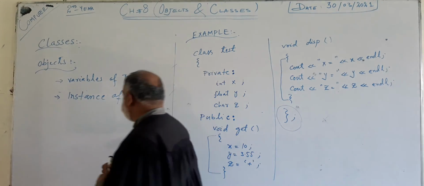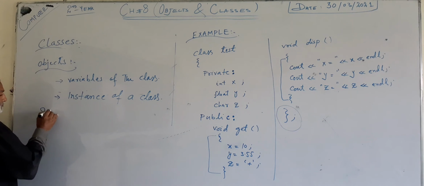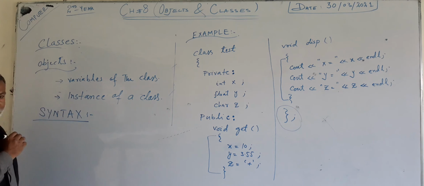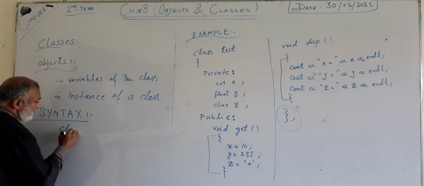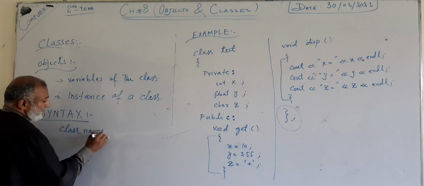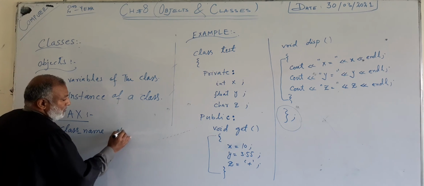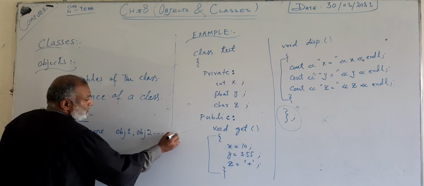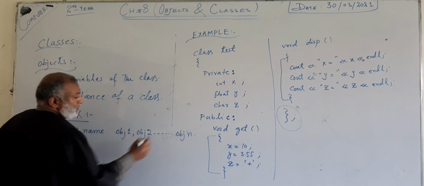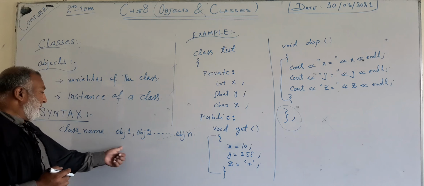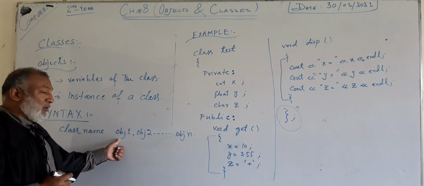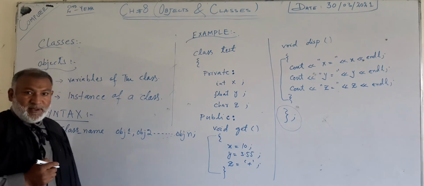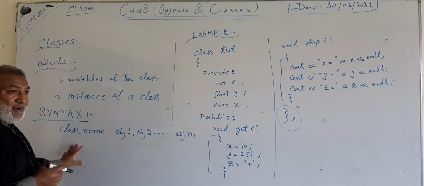So the syntax of creating an object is: class name, and then object1, comma, and so on. We can create objects like this: you give the name of the class, and then if you are creating one object or more than one object, it finishes with a semicolon. Now let me give you an example.